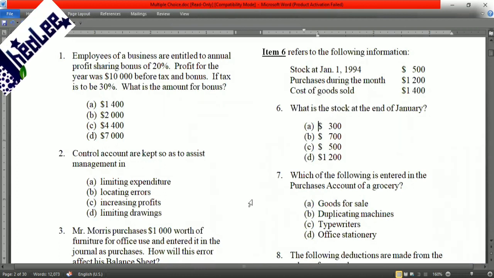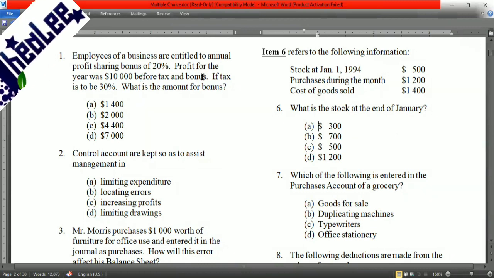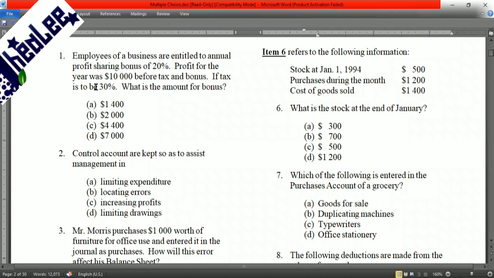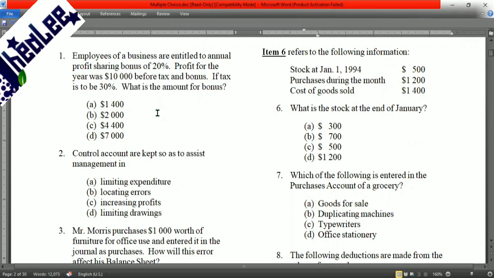Employees of a business are entitled to an annual profit sharing bonus of 20%. Profit for the year was $10,000 before tax and bonus. If tax is to be 30%, what is the amount for the bonus? Based on this question, you would need to take out your tax first before you can give the employees any bonus. So we'd have to ascertain what the tax is first.